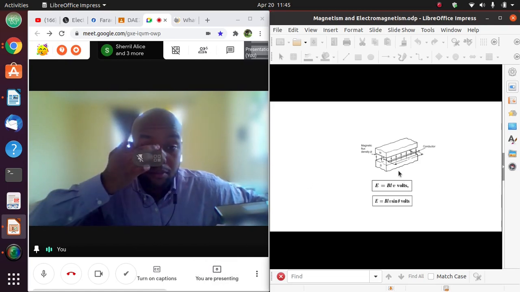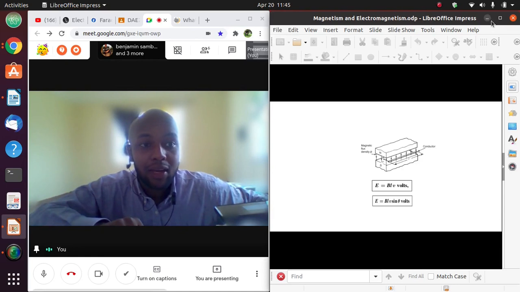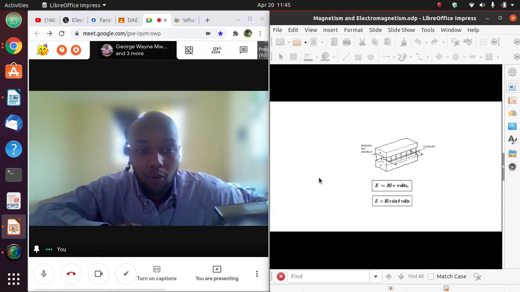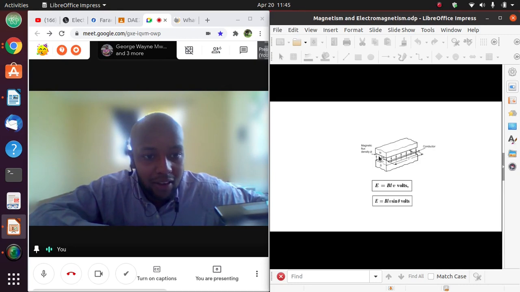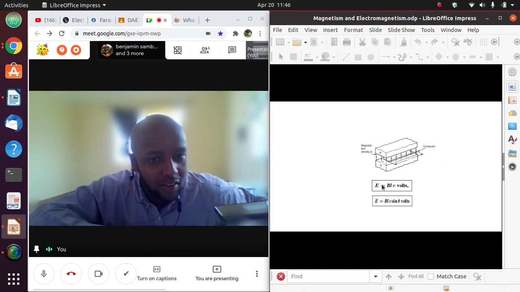Now, the diagram that I have shown here has a magnetic field. We have a magnet, and we have the magnetic lines, the flux. The conductor is cutting the magnetic lines. Now, the value of the induced voltage in that conductor can be found by taking, I want you to write down these formulas.